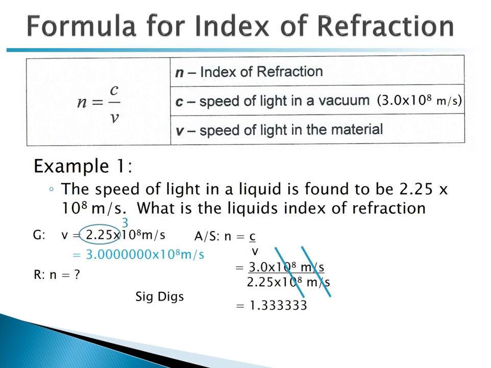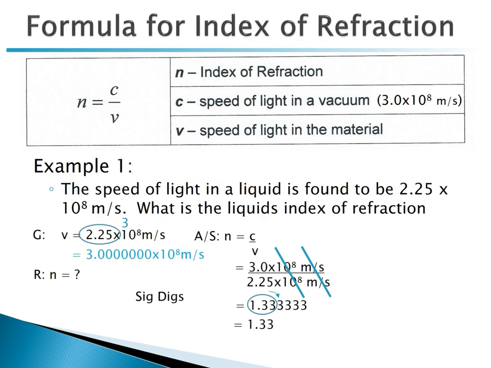So we need to have 3 significant digits in our final answer. Look to the right to round the number properly. In this case, it's a 3. 3 is less than 5, so we're going to leave that last digit alone. Therefore, our final answer is going to be 1.33.